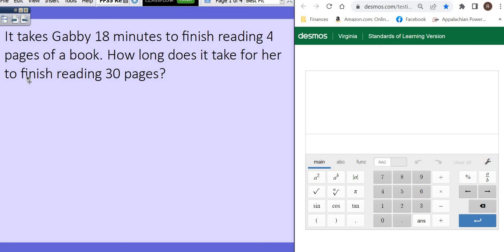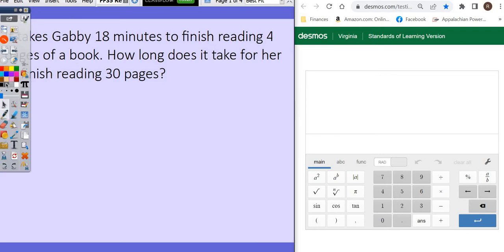Hey everybody, we're going to do 3 problems for this review real quick. Let me read the first one. It takes Gabby 18 minutes to finish reading 4 pages of a book. How long does it take her to finish reading 30 pages?